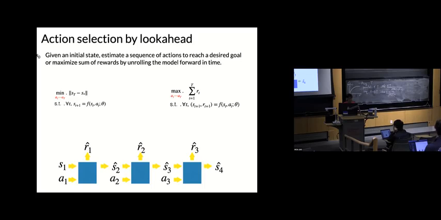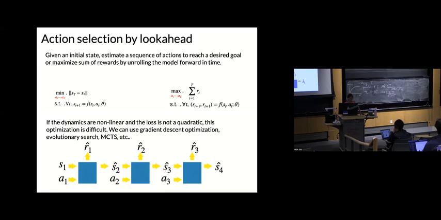Now the question is, how do we solve that crazy optimization problem, which is: I want to find the actions so that I maximize the reward or I reach the goal state.